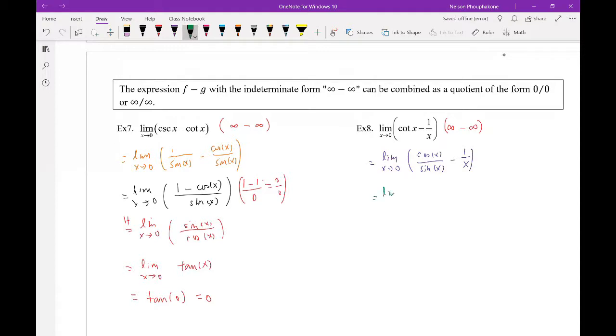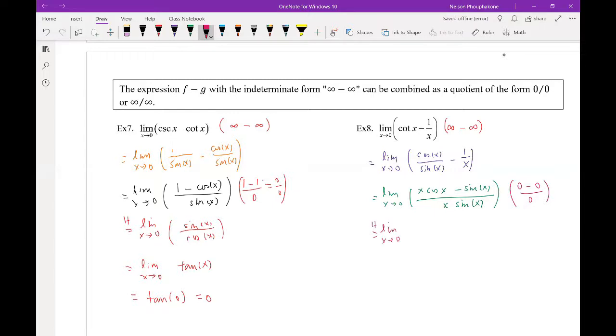Then it is equal to the limit x approaching 0 of x times cosine of x minus sine of x over x times sine of x. And then of course you will see that x cos 0 minus sine of 0 is 0, over x sine x is 0. So again, I have 0 over 0. Then I could apply the L'Hopital rule now.